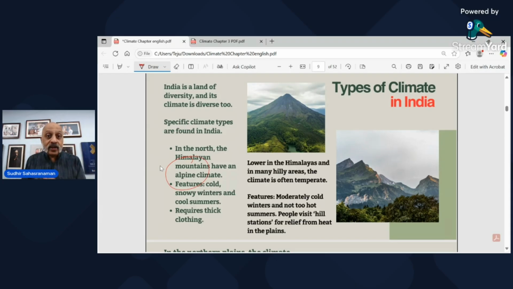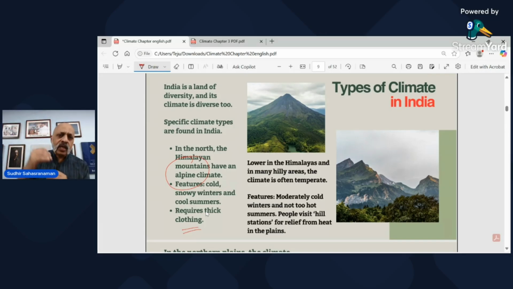Cold, snowy winters, but the summers are cool, right? They won't be hot like it would be in a place like, let's say, Delhi or Jaipur. It would be cool summers, right? So during the winter months, you obviously need very thick clothing, right? You need to protect yourself from the cold winter. When you come down a little bit from the Himalayas, we are still on the hills, but they are not as hilly as in Kashmir and Himachal Pradesh.